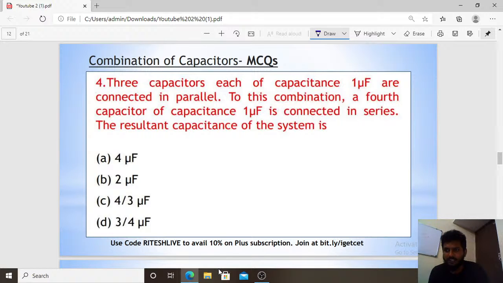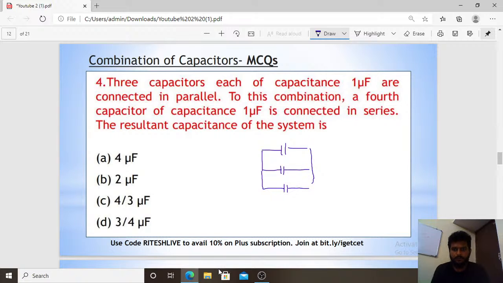Next one, three capacitors of each capacitance 1 microfarad are connected in parallel. Dhananjay, observe here, three capacitors they have given, which are in parallel. Now this combination is connected to a fourth capacitance of 1 microfarad, that is connected in series. So this is the system they have given in the question, right?